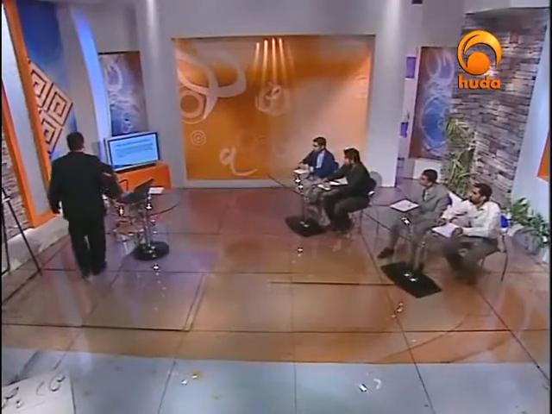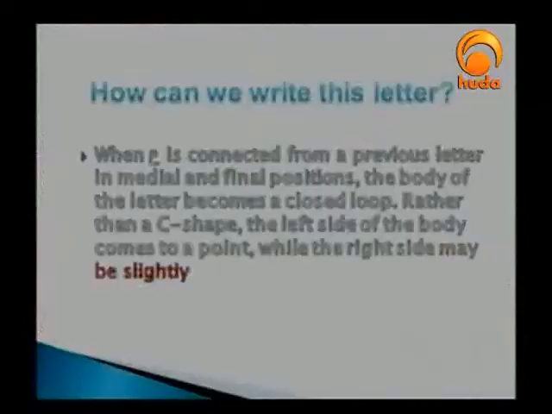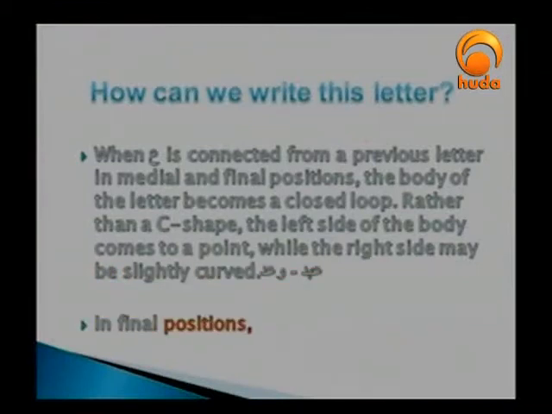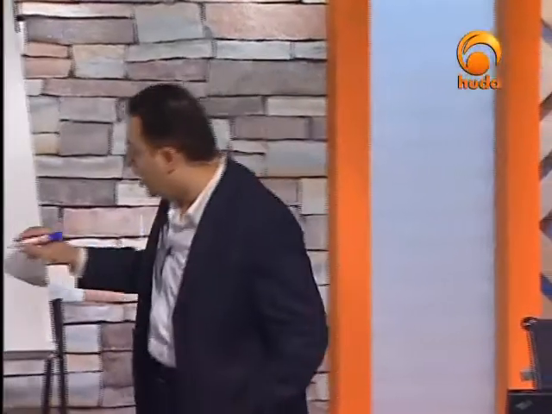When it comes in the medial position, well, can you give me an example, please? Yeah. You can say ba'd. Well, Saad. Sa, right. Let me read what the slide says. When Ain is connected from the previous letter in the medial and final positions, the body of the letter becomes a closed loop. Rather than a C shape, the left side of the body comes to a point, while the right side might be slightly curved. Okay. Well, I can tell you something like ba'd, which means after. Yeah. Okay. Here it is.